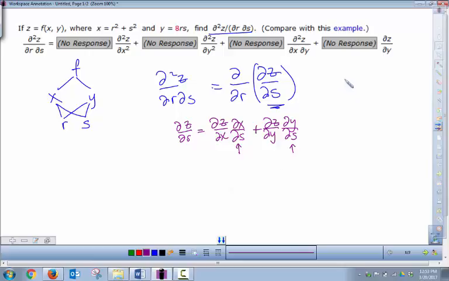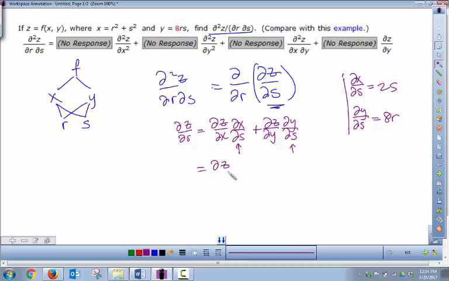So we could do that off to the side here and say that partial of x with respect to s is equal to 2s. Partial of y with respect to s is equal to 8r. So now we have the partial of z with respect to x times 2s plus the partial of z with respect to y times 8r.